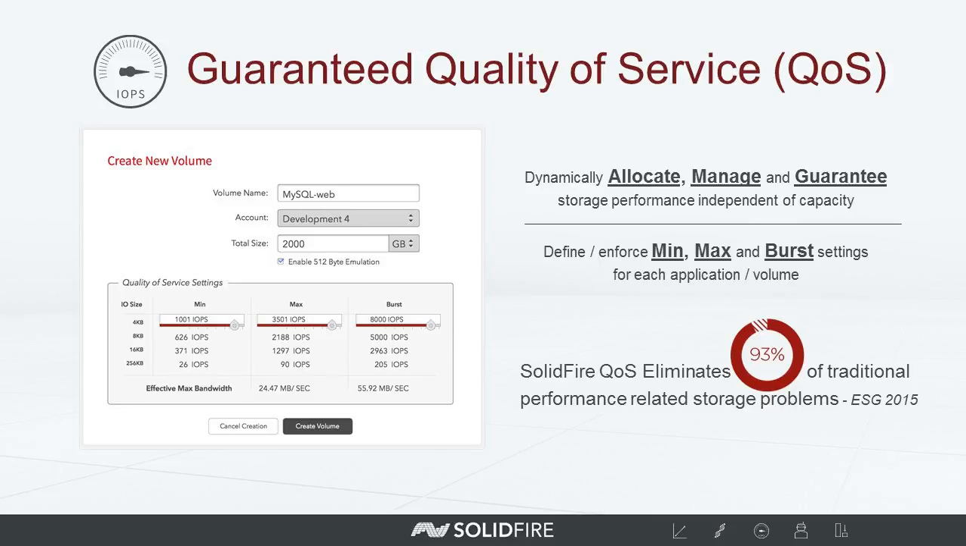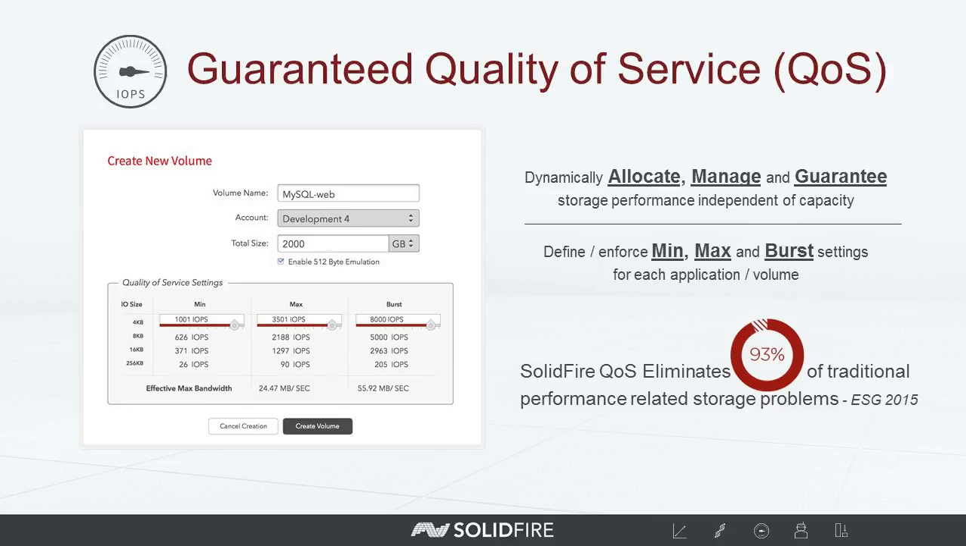And as you can see here on the screen, what this gives us the ability to do is to dictate the size of the volume. And so in this case, we've got a 2 terabyte volume that we're provisioning. But then for that 2 terabytes, we're going to guarantee a minimum of 1,000 IOPS. We're going to guarantee a maximum of 3,500 IOPS. And we're going to allow this volume to burst to 8,000 IOPS if it needs to, if it's well behaved most of the time.